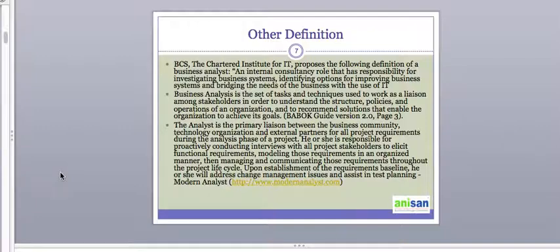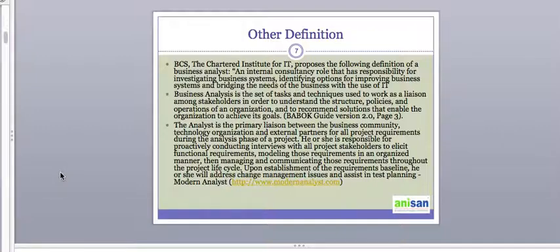Now again one more definition is taken. This is from the BABOK guide version 2, page 3, which talks about business analysis as a set of tasks and techniques. Tasks means a series of activities, using some of the BA techniques, to liaise among the stakeholders in order to understand the structure, policies, and operations of an organization. So in general we understand the organization. They have missed out on the product, services and other parts.